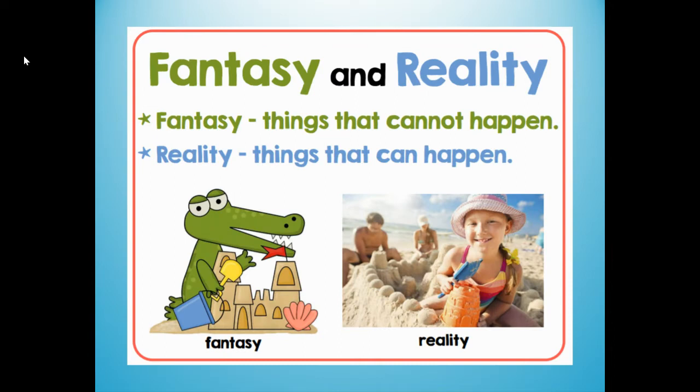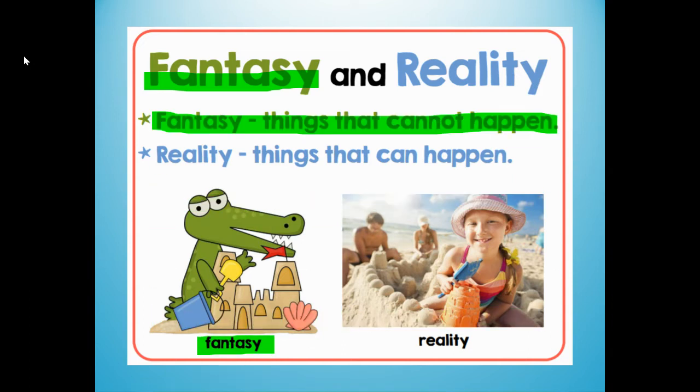So, Mouse Shapes. Is Mouse Shapes a fantasy story? And fantasy means things that cannot happen, like the alligator building a sandcastle on the beach. Or is Mouse Shapes reality? Reality means things that can happen, like you or this girl in the picture at the beach.